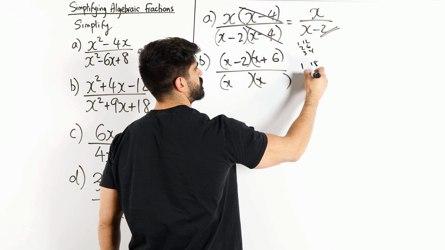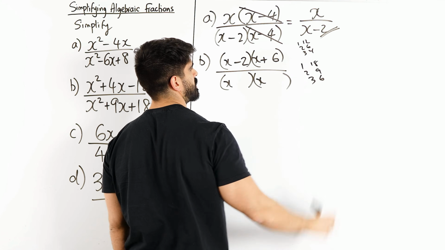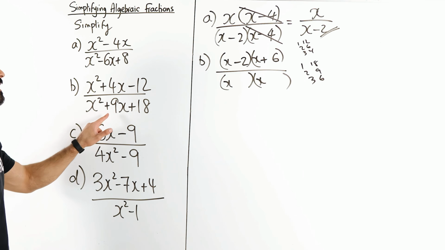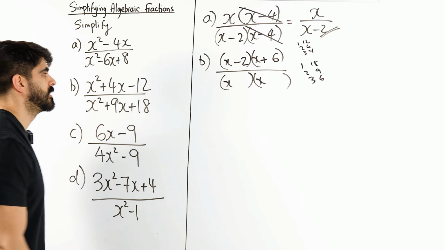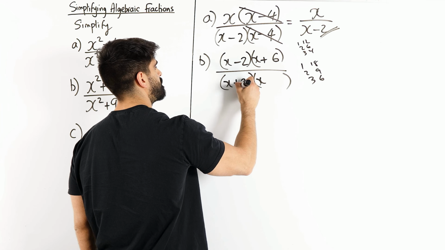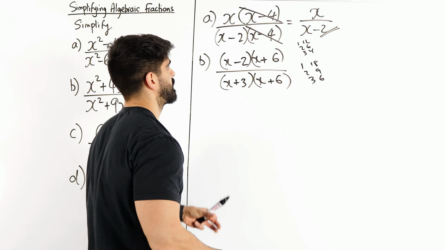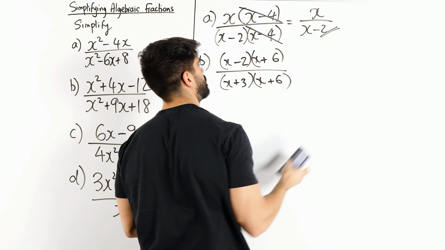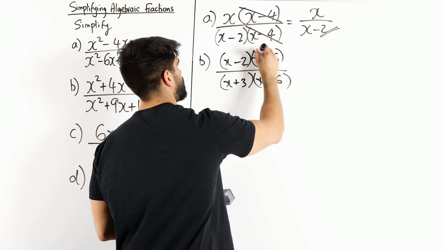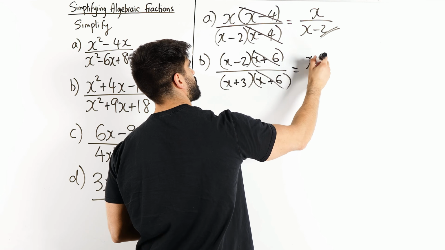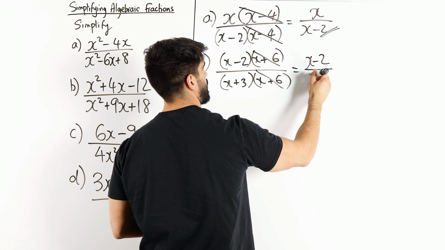For 18, what are my options? 1 and 18, 2 and 9, 3 and 6, and that's it. Which one's going to help me get a plus 9? 3 and 6, as long as they're both positive. And there you go. You can see how they cancel out. So the x plus 6 goes now, and we're left with x minus 2 over x plus 3.